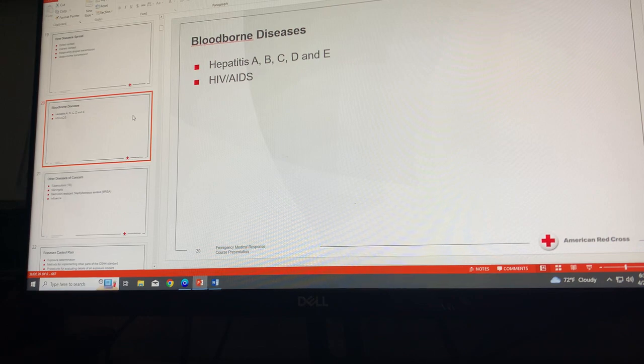Okay, these are diseases that really cause concern. Bloodborne diseases that are more serious here. We have hepatitis A, B, C, D, and E. Hepatitis is a type of liver disease. Hepatitis A is caused by the hepatitis A virus, HAV. This disease is spread primarily through food or water that has been contaminated by stool from an infected person.